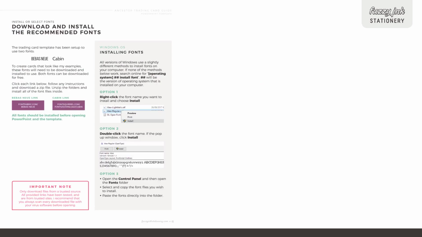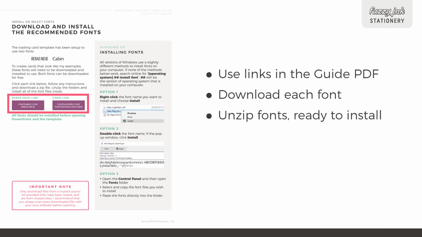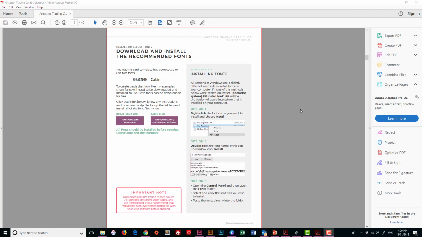Let's go into download and install recommended fonts. Use the links in the guide PDF. These will take you to the websites where you can download each of the fonts, unzip those fonts and get them ready to install, then drag it into the fonts folder if you're on a Windows OS. Let's have a look at that in action.